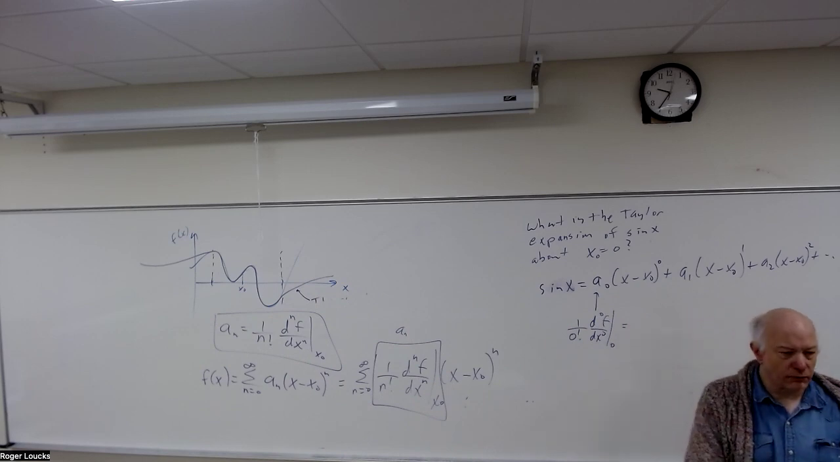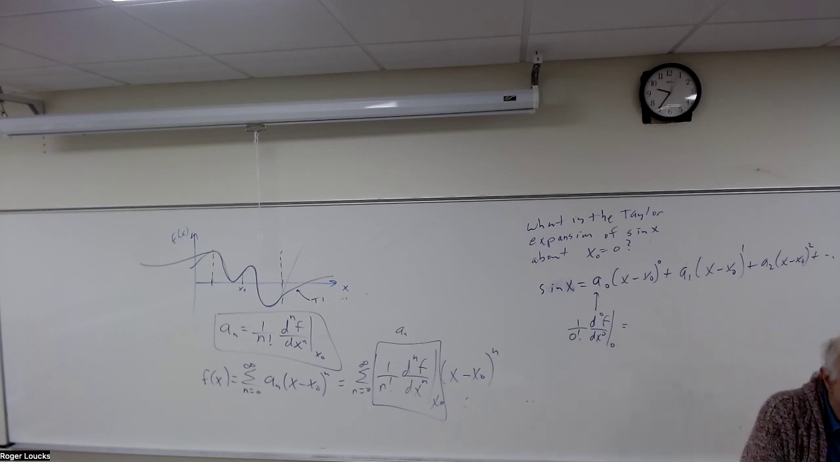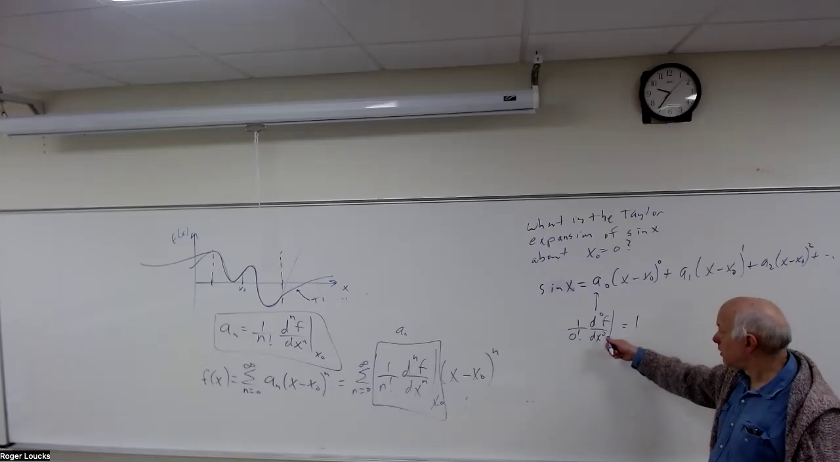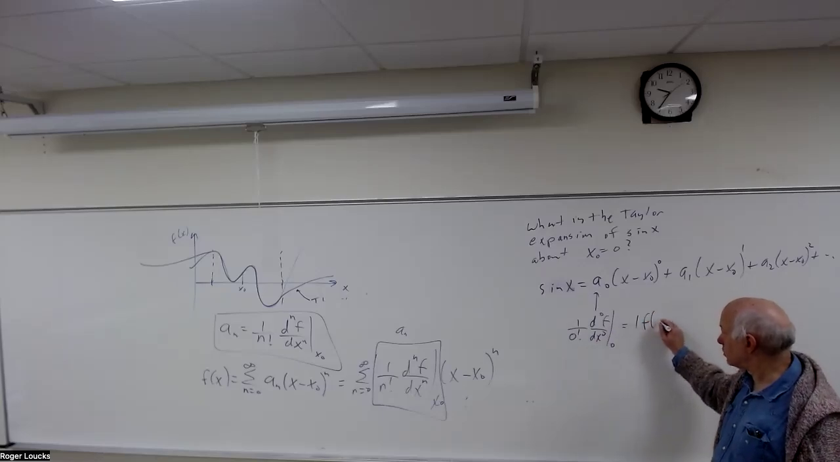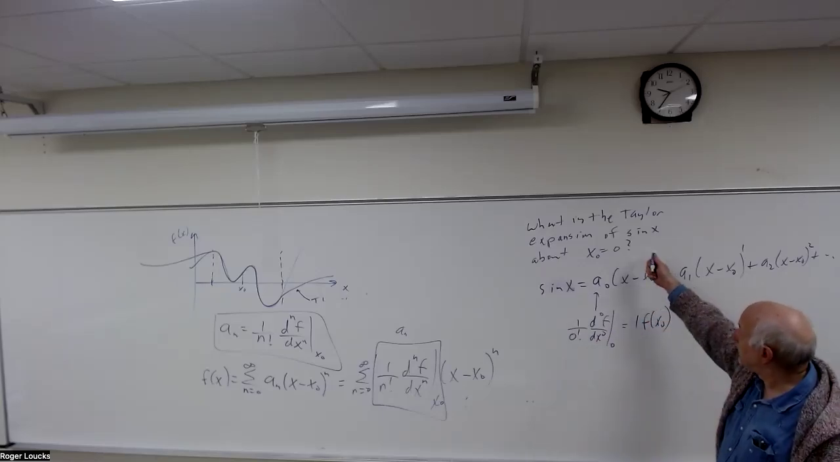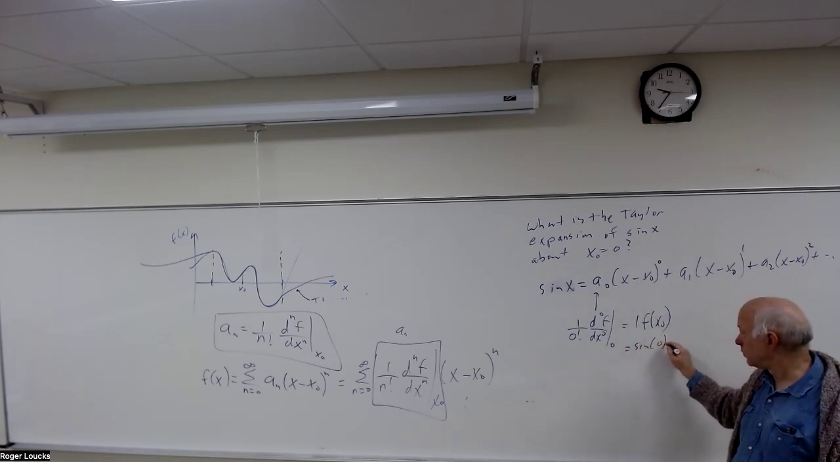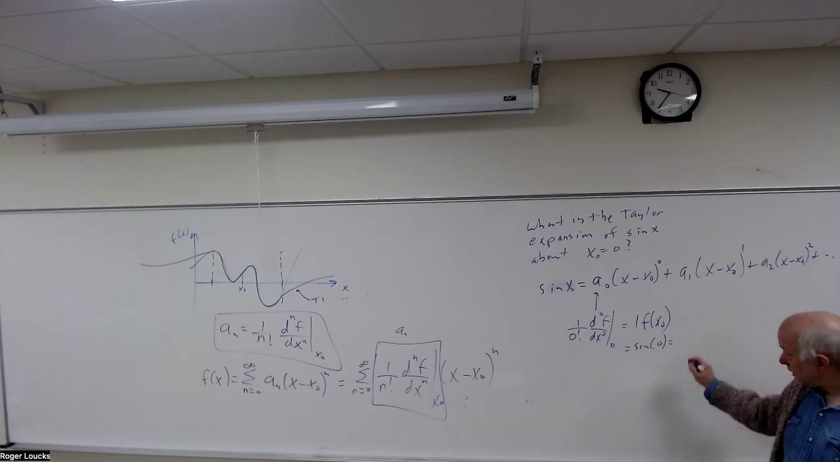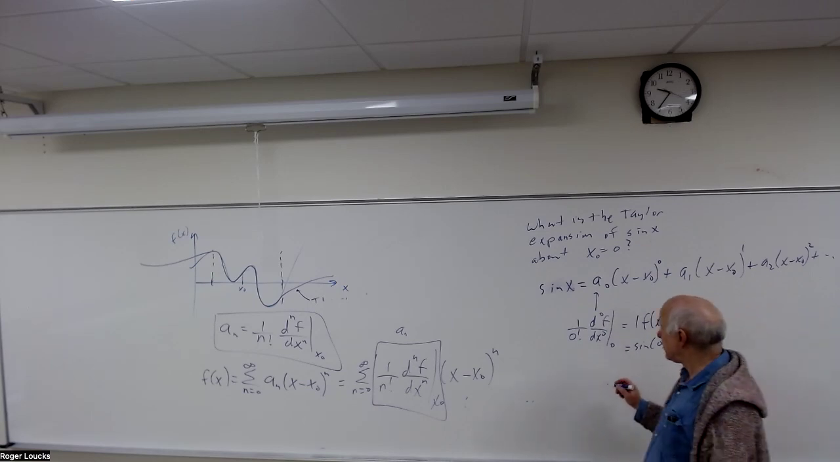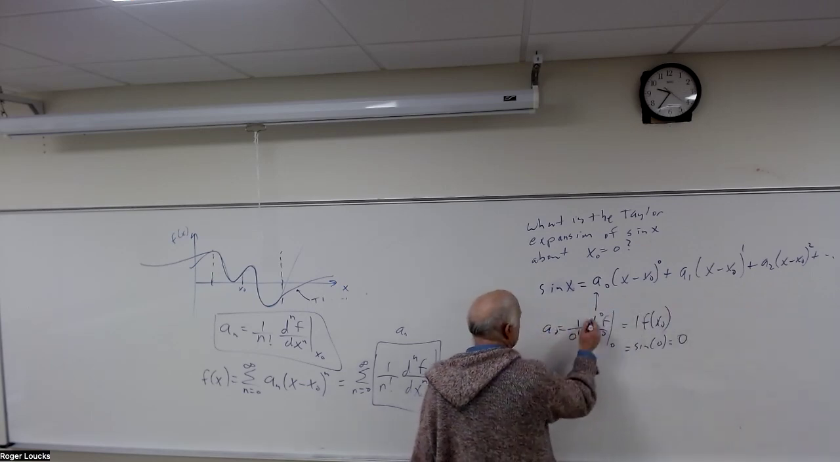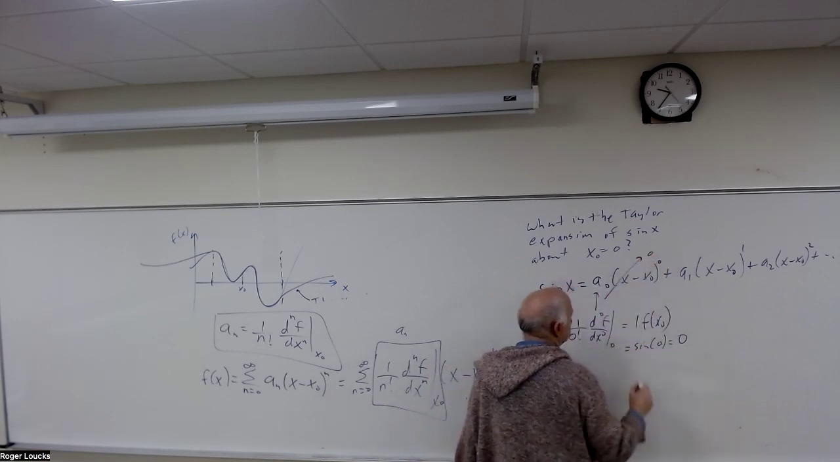By definition, what is 0 factorial? That's 1. This is just your original function evaluated at x naught. If I take sine of x and evaluate it at 0, what does that equal? That equals 0. So this is my a0 term, so this term is out.